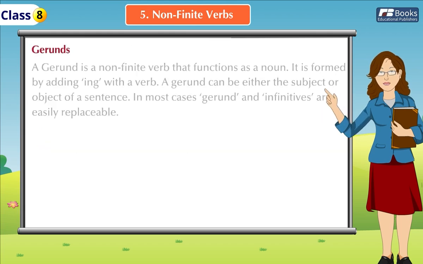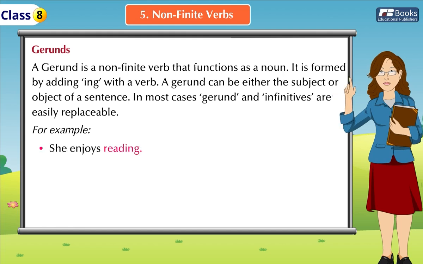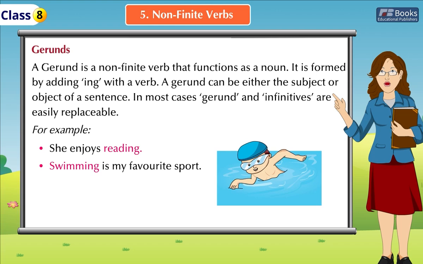Gerunds. A gerund is a non-finite verb that functions as a noun. It is formed by adding ing to a verb. A gerund can be either the subject or object of a sentence. In most cases, gerunds and infinitives are easily replaceable. For example, she enjoys reading. Swimming is my favorite sport.